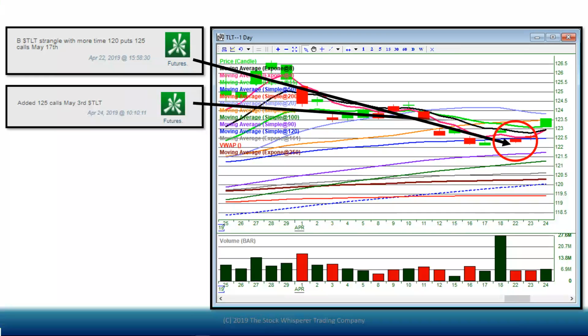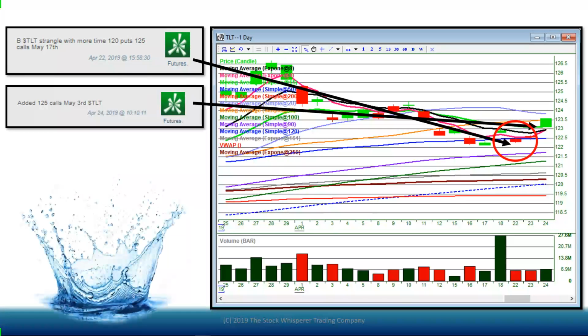So you can see on April 24th, you see when it started to move up above this 8 EMA, okay? When it starts to move up, that's when you want to add to your calls, okay? Right then and there, because that is the splash.